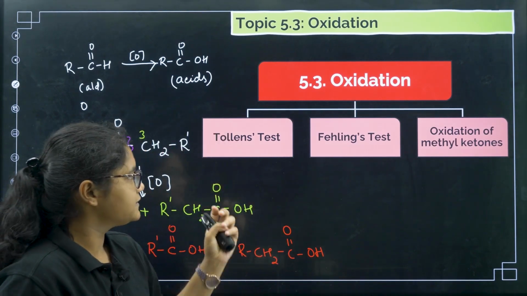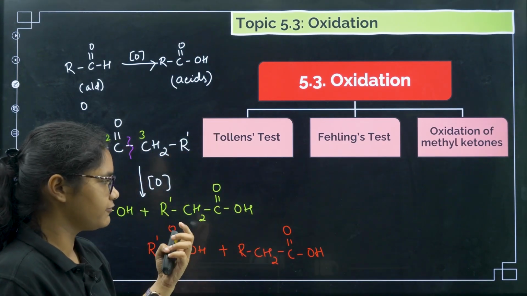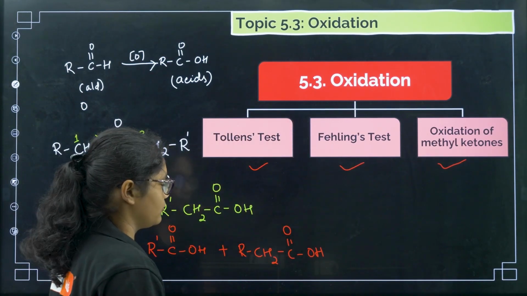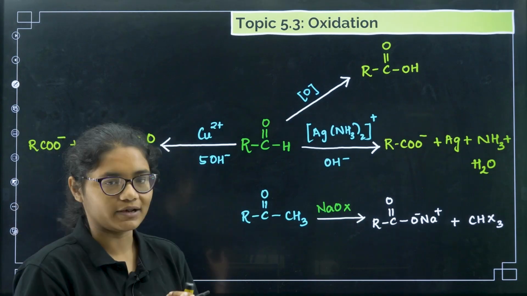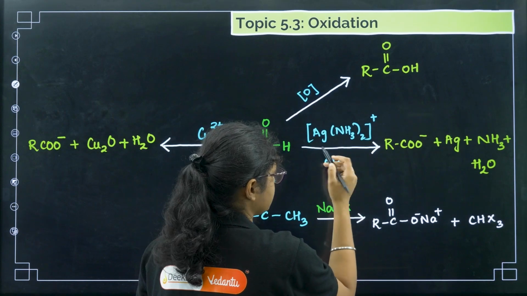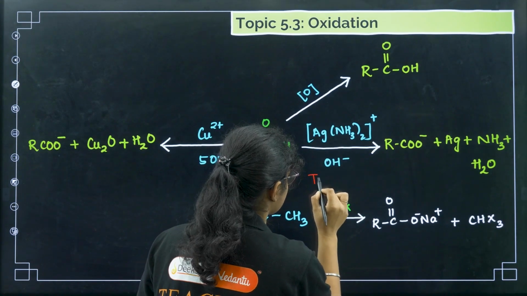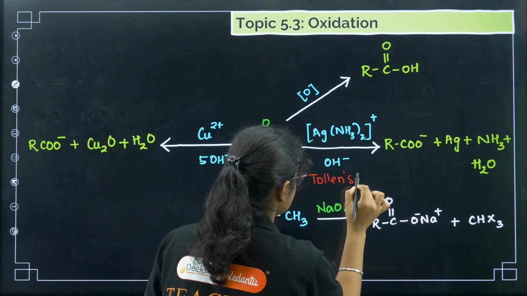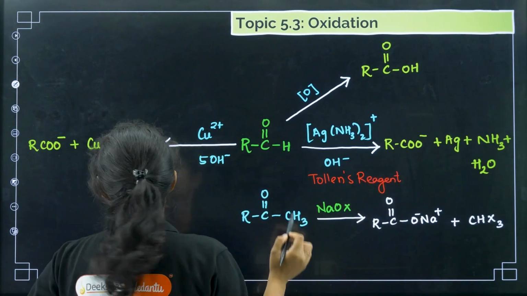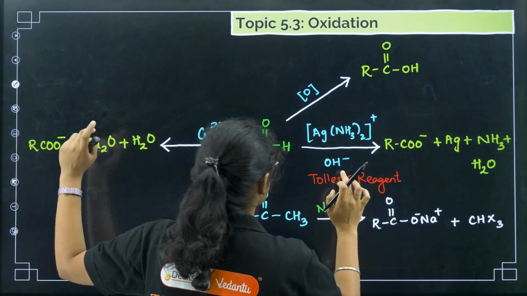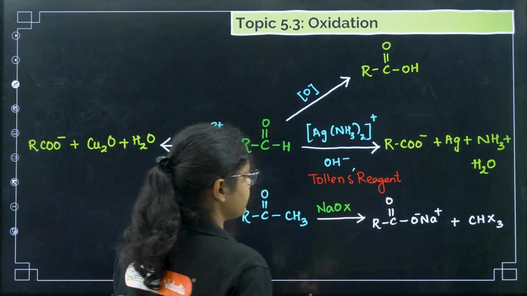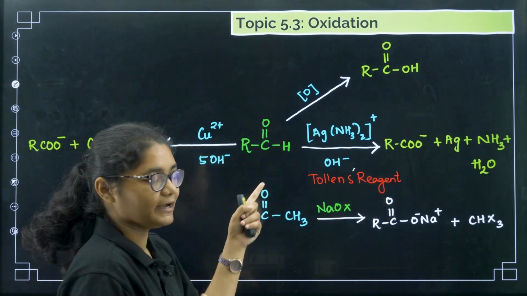Okay, so now we'll see some reactions of oxidations of aldehydes: Tollens' test, Fehling's test and oxidation of methyl ketones. First, coming to Tollens' test. Aldehydes react with this reagent, silver ammonia, ammonical silver nitrate you can say. This is called your Tollens' reagent. Now this reacts with this one. So here a small error in the spelling, one second. Okay, Tollens' reagent.